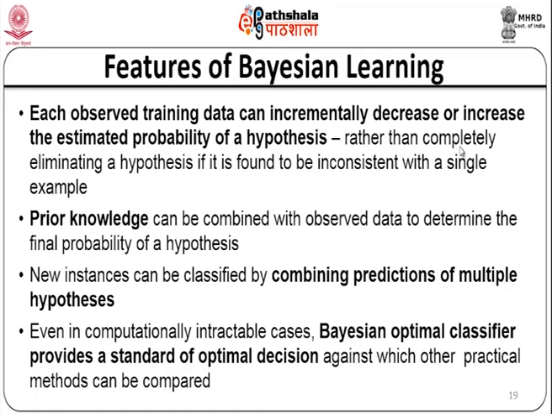Some of the class is not eliminated, that is one thing. Next, the prior probability also plays a role in determining the probability of the hypothesis. New instances can be classified by combining predictions of multiple hypotheses, and even in computationally intractable cases, the Bayesian optimal classifier produces a standard optimal decision.